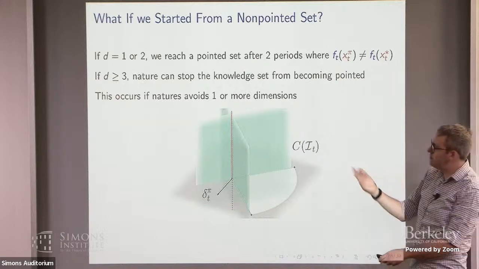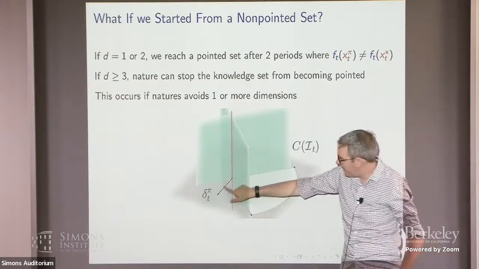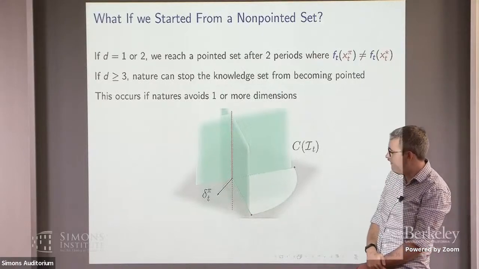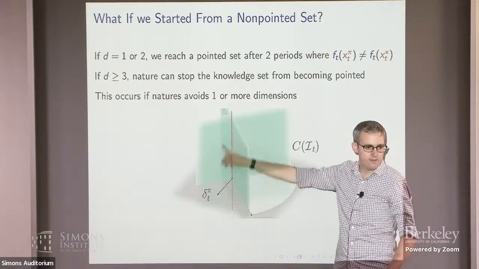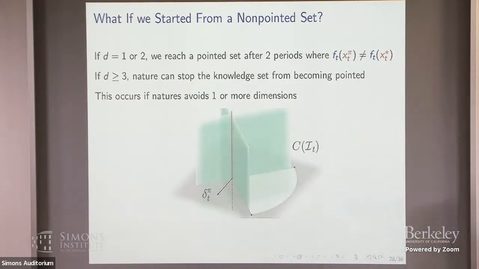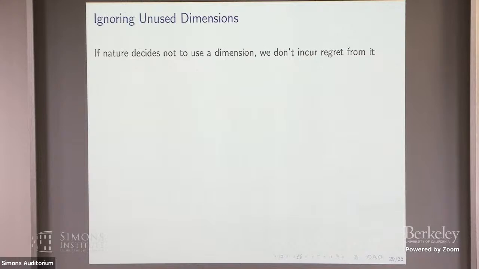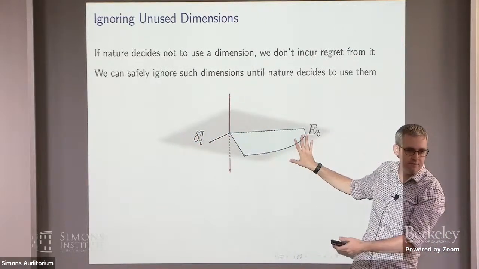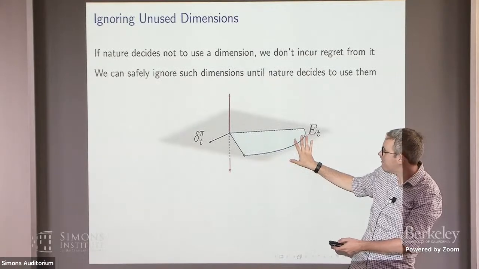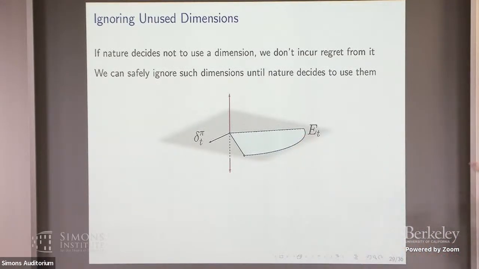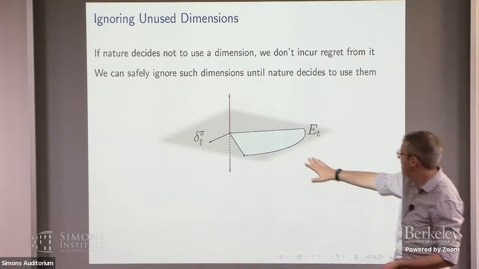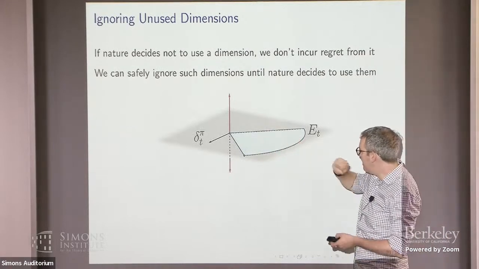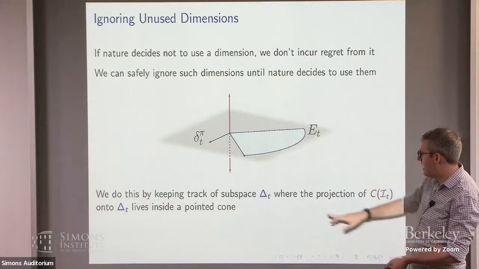But what can I do in this case, where nature is playing this game with me and trying to keep me from learning? Nature can't give me regret based on this dimension if it never uses it. So what we do is we ignore unused dimensions. If nature decides not to use a dimension, we don't get regret from it. So we're just going to work in the subspace where nature has given me information. And this idea of projections is also present in the literature. So we're combining these techniques from the literature, but we have to use them a little bit differently here. And we're going to keep track of the subspace.